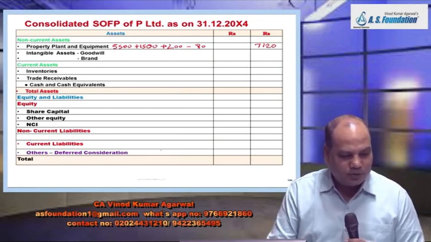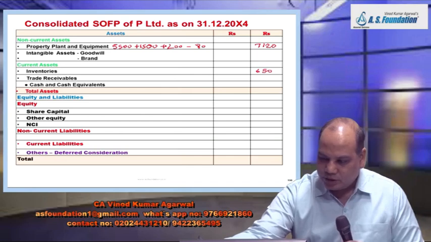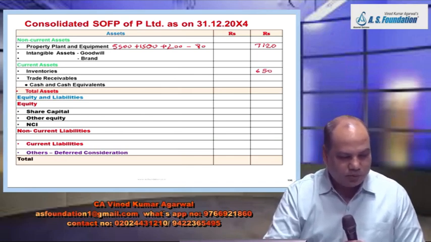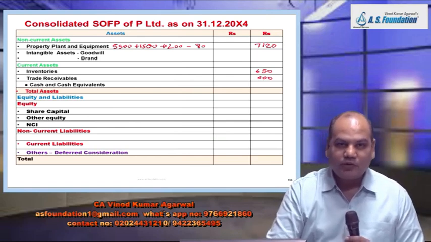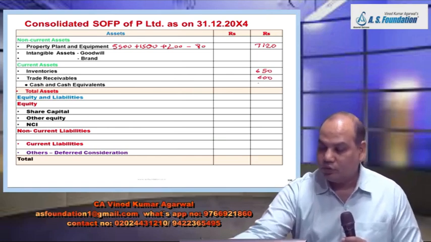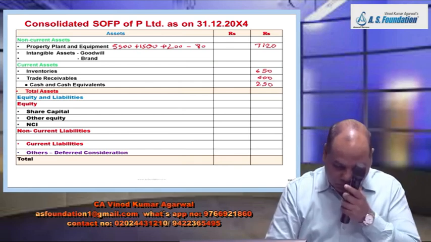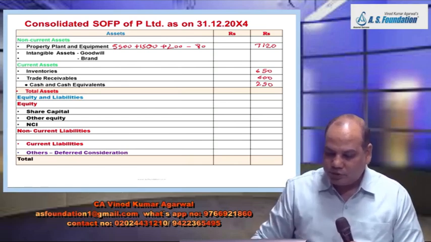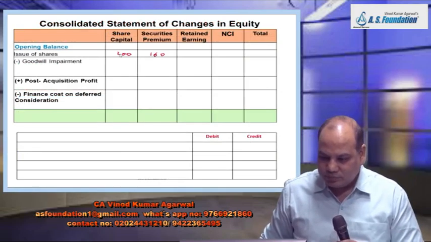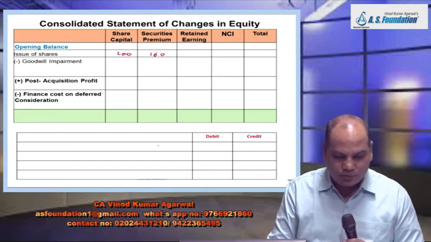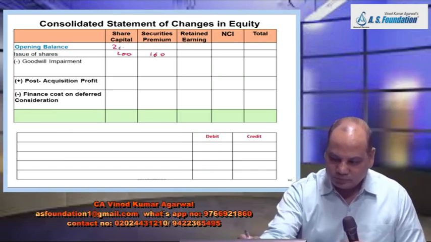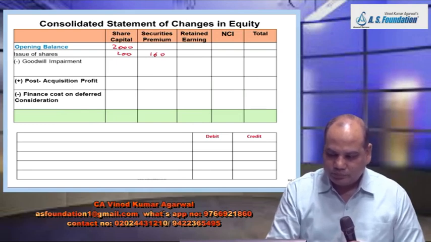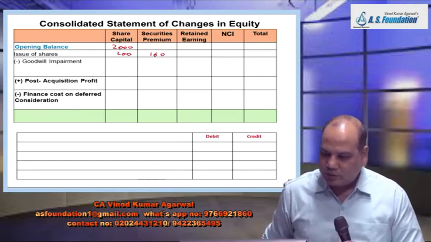Inventory 550 plus 100. Trade receivable 400 plus 200, 600. Cash and cash equivalent 250. Next, share capital. First you write share capital here now. Opening balance. This is opening balance given to you, 2000. And retained earning, write 1400.